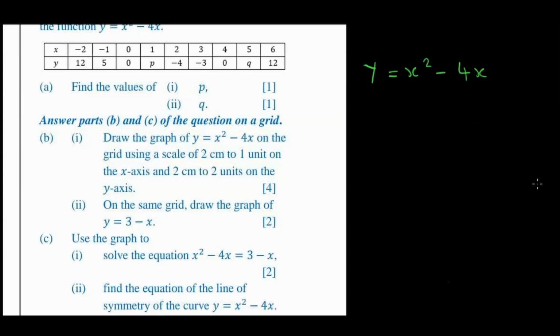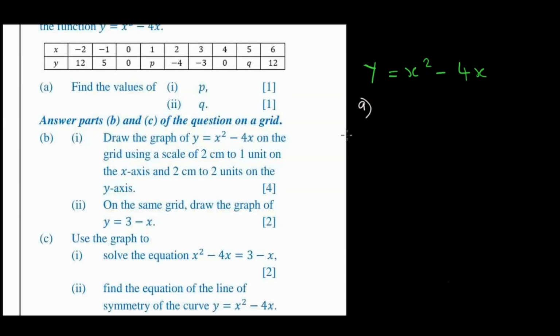Then we are given that table. Then part A says we fill in the table, because it says find the values of p, part 1, then q, part 2. So even though the person who asked this question wanted part B to be answered, for us to answer it well, we have to answer the whole question.